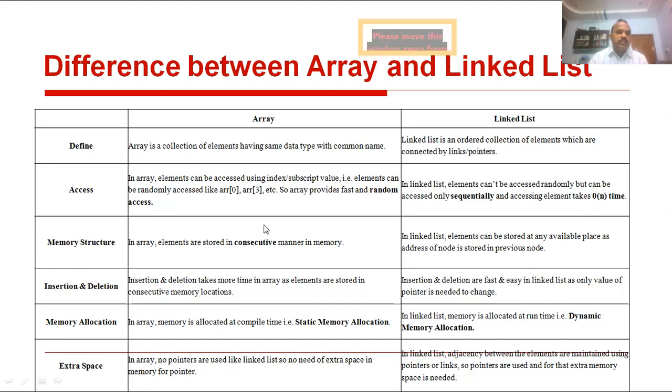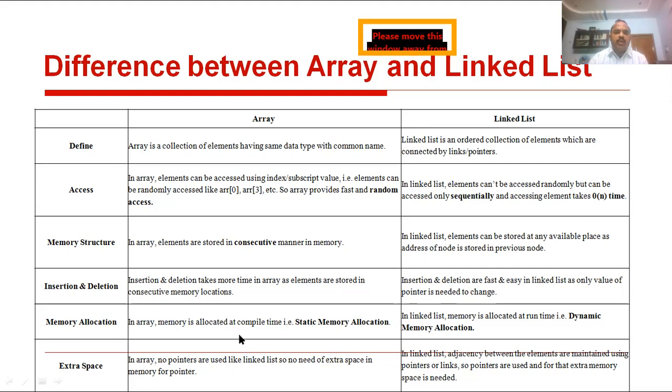The next difference is memory structure. In an array, elements are stored consecutively, in continuous memory blocks. In a linked list, elements can be stored at any available place, as the address of a node is stored in the previous node, putting a link between the present node and the previous node. Then, insertion and deletion operations. Insertion and deletion take more time in an array as elements are stored in consecutive memory locations, whereas in a linked list insertion and deletion are fast and easy as only the value of a pointer needs to be changed.